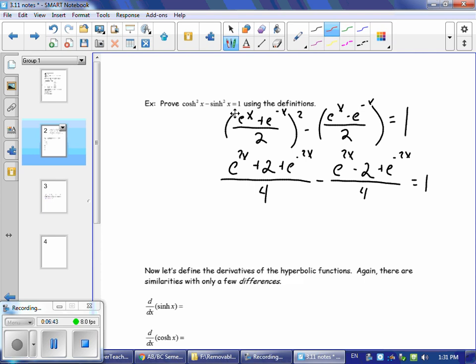e to the 2x minus e to the 2x. Goodbye. e to the negative 2x minus e to the negative 2x. Gone. So now I have 2 minus a minus 2. 2 minus minus 2, of course, is 4. 4 over 4 equals 1. We're good. We've proved it.